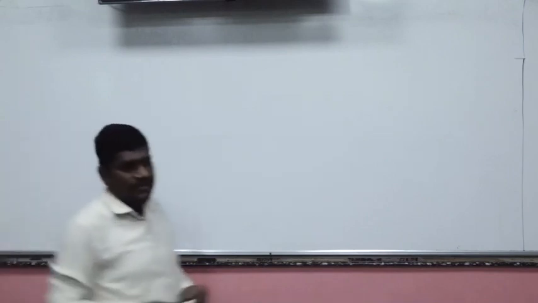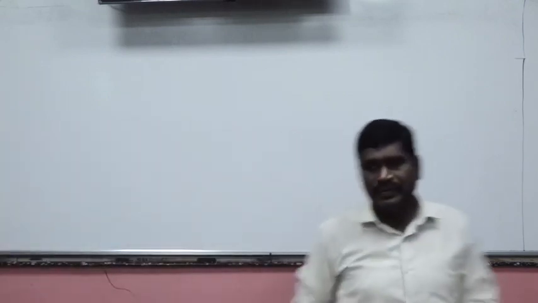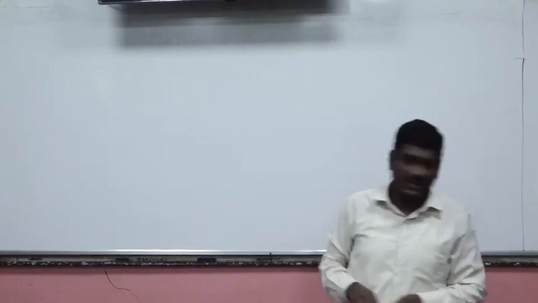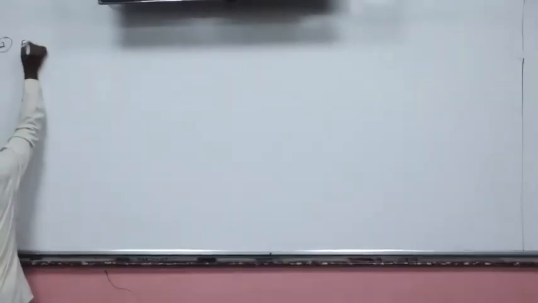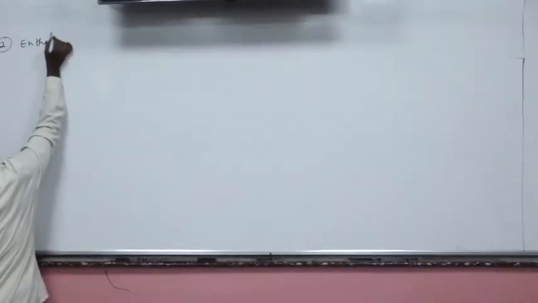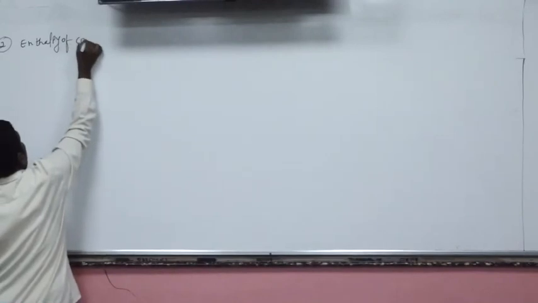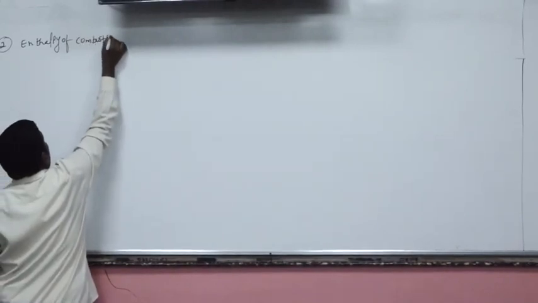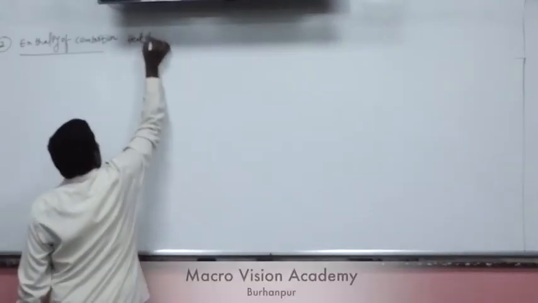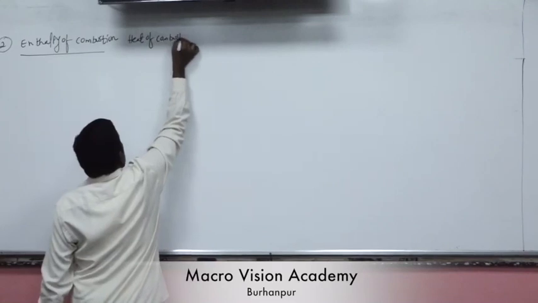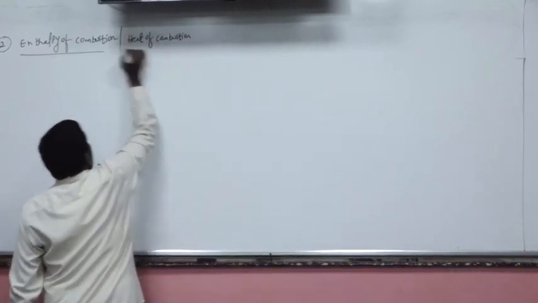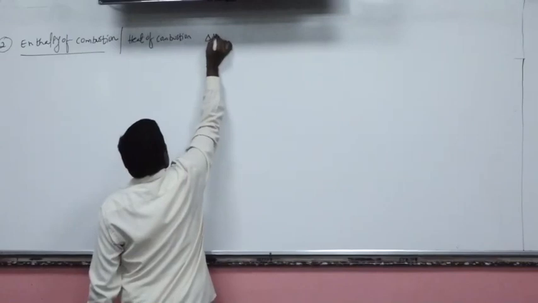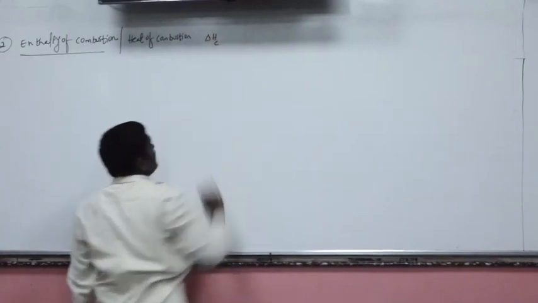Now, after completion of the first type of enthalpy of reaction, that is enthalpy of formation, number 2, enthalpy of combustion. It is also known as heat of combustion. It is represented by delta HC. C stands for combustion.